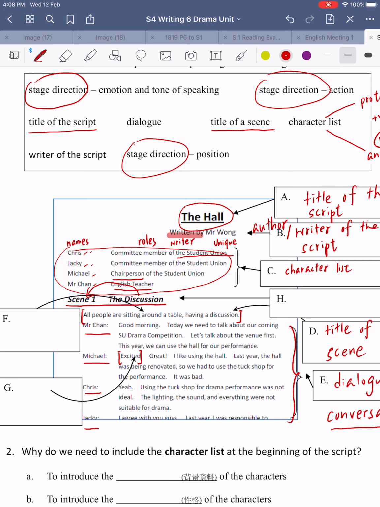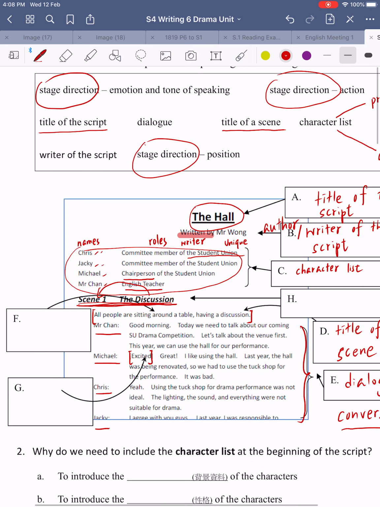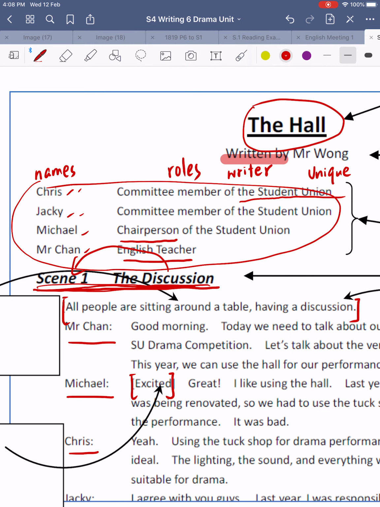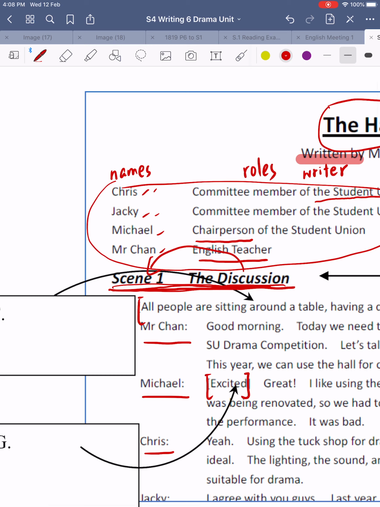Okay, so let's have a look here. Under scene 1, under the title of the scene, you can see all people are sitting around a table having a discussion. So this sentence is in square brackets. So we know this sentence is about stage direction. Okay, let's have a look at the first part. All people are sitting around a table. So you know the people, they are at a table having a discussion.